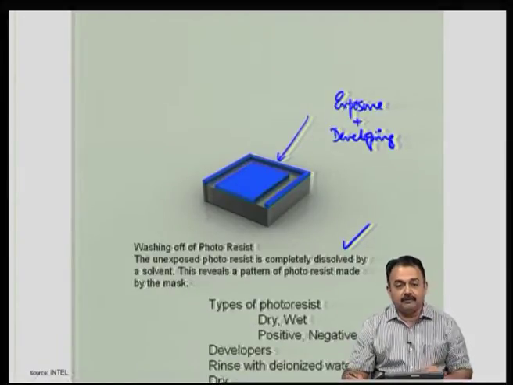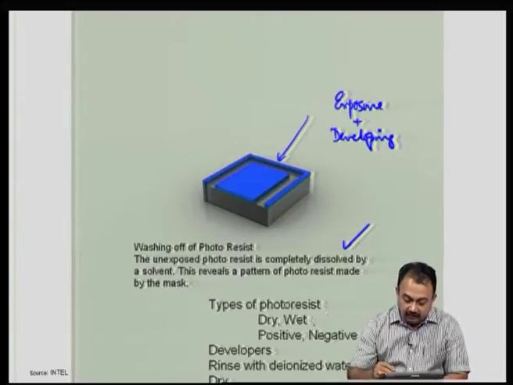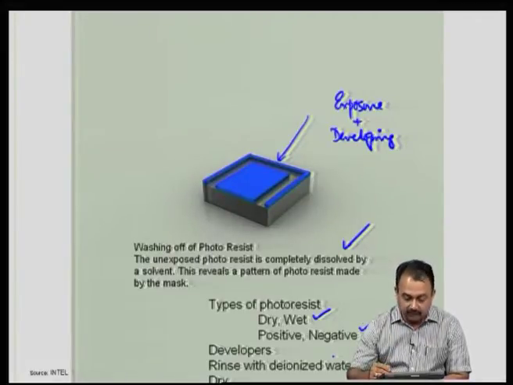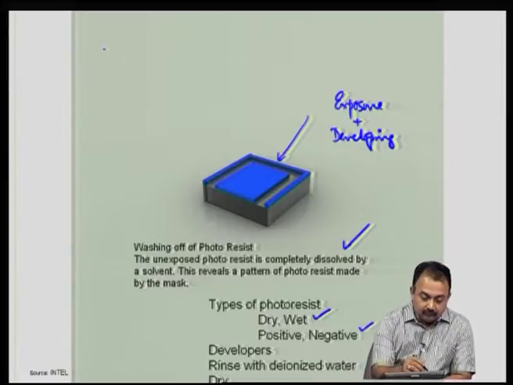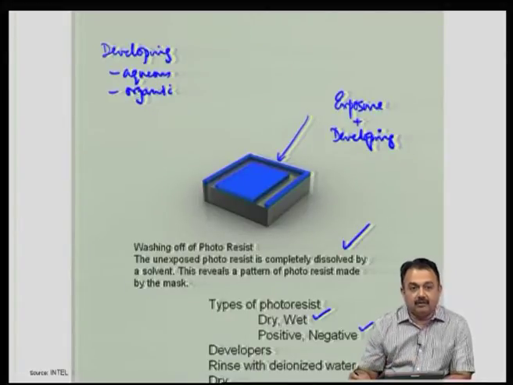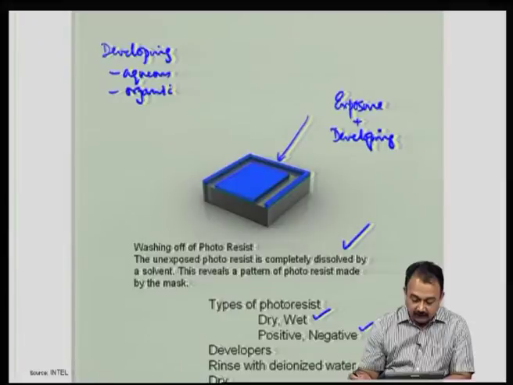Now, the types of photoresist can be dry or wet, it can be positive photoresist or negative photoresist. Developers, the developing chemical, can be aqueous, they can also be organic, but organic solvents need to be environmentally friendly.